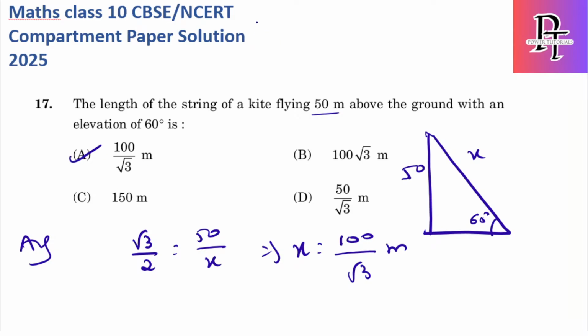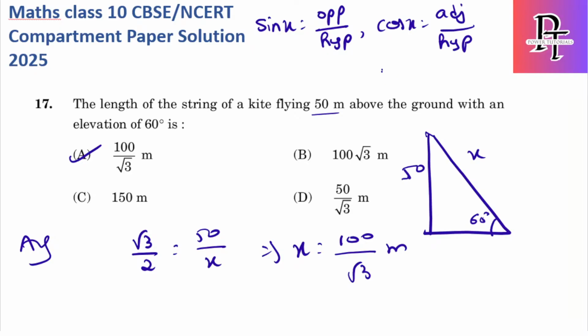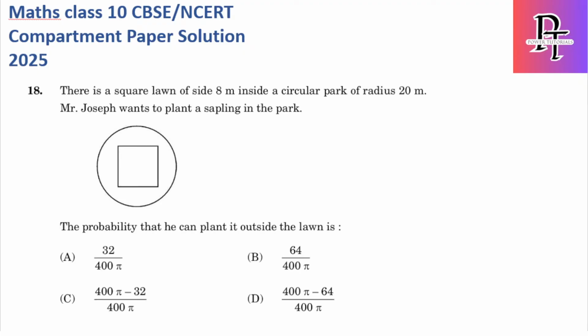So I'll write all the first three trigonometric ratios. This will be sufficient for most of the questions. Sin x is opposite side by hypotenuse. Cos x is adjacent side by hypotenuse, whereas tan x is opposite side by adjacent side. So mostly by these three ratios, if you remember, then you can easily solve any questions related to the heights and distances chapter. Okay, next move to the 18th.